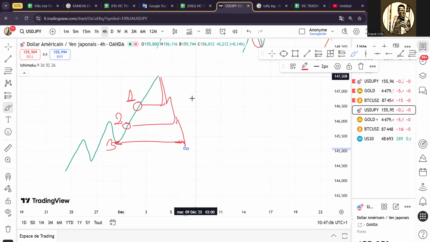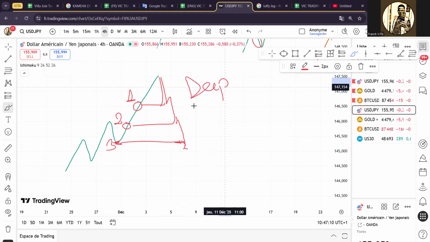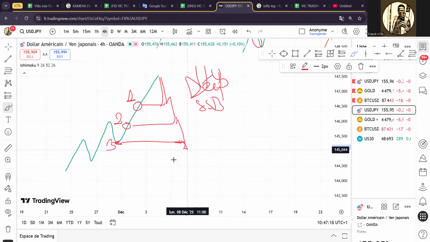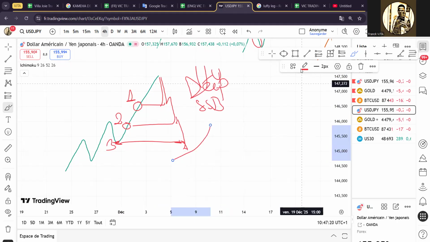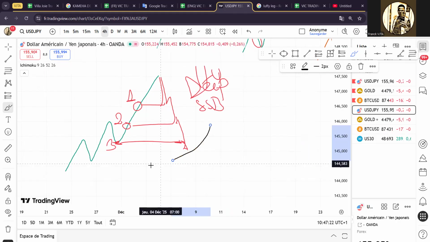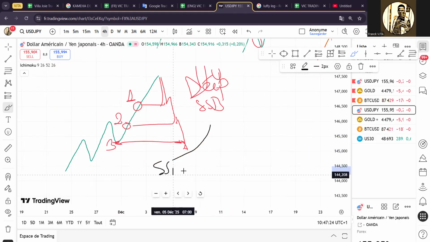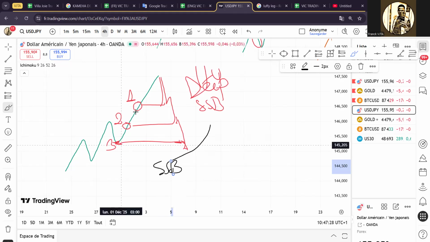That means that we have a very deep correction that ends up at SSB, at H4 SSB. You will see H4 SSB here, somewhere here like this. That would be a very deep correction. That's how you know that you have a very deep correction, right?